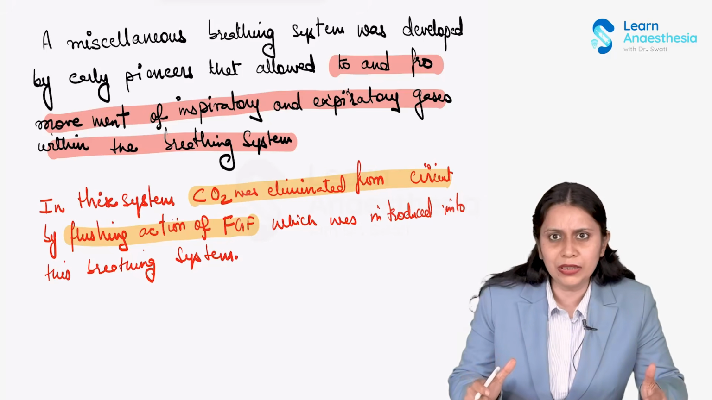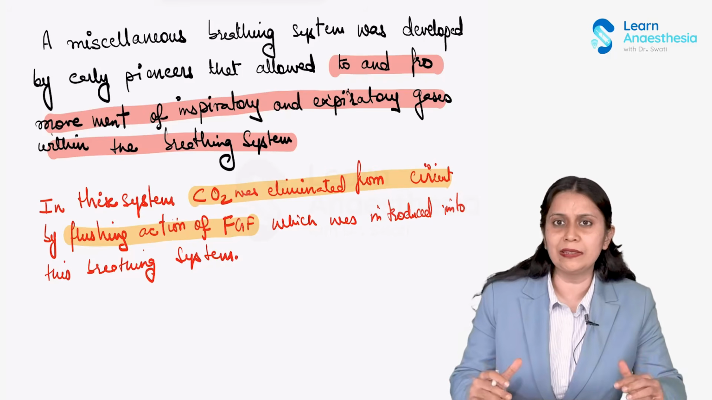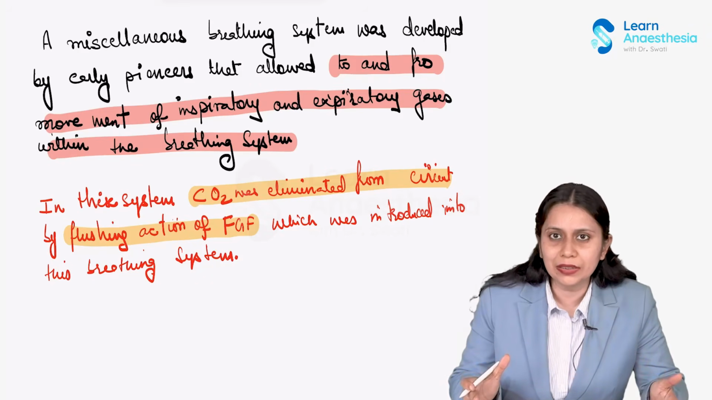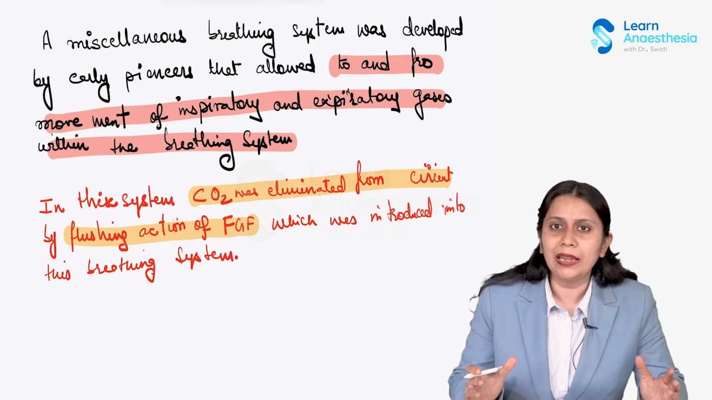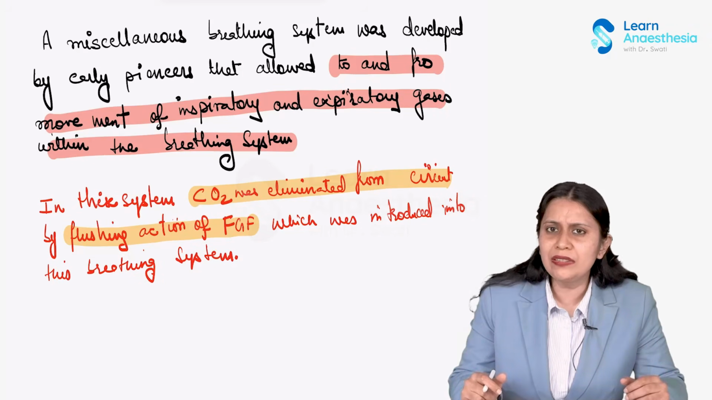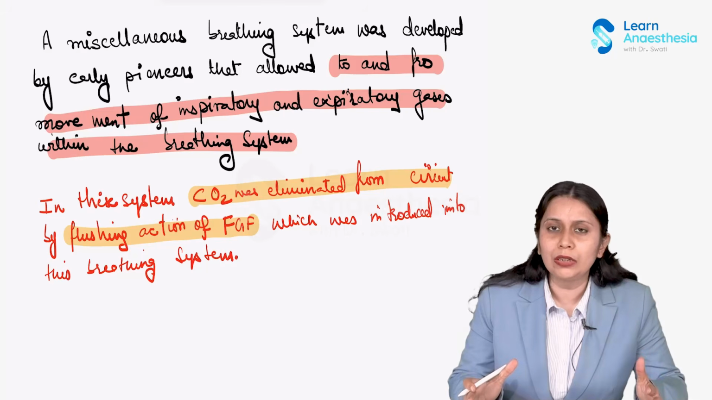I would talk about these circuits, and I would tell in some circuit that this is the best circuit for spontaneous ventilation, this is the best circuit for controlled ventilation. Now, how is this best decided? This is decided by only one factor, and that is how efficient is the circuit for that type of ventilation. Now, how is the efficiency decided? Efficiency is decided by the requirement of fresh gas flow to remove the carbon dioxide from the circuit.